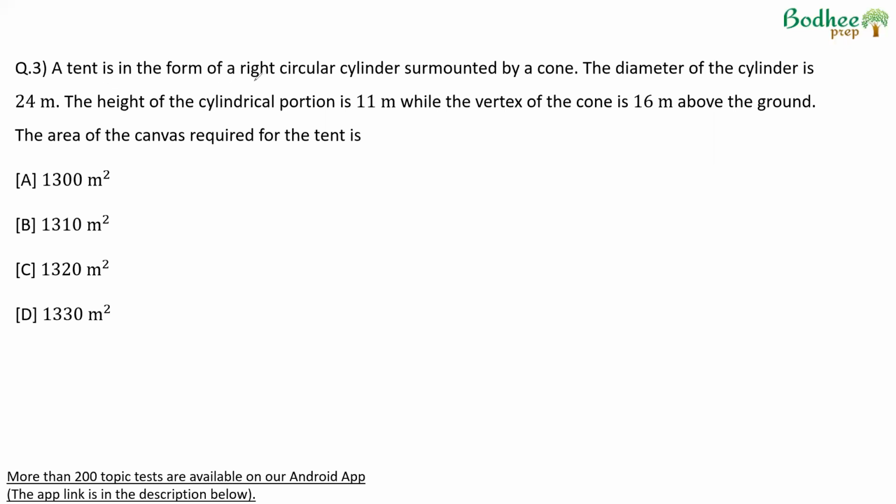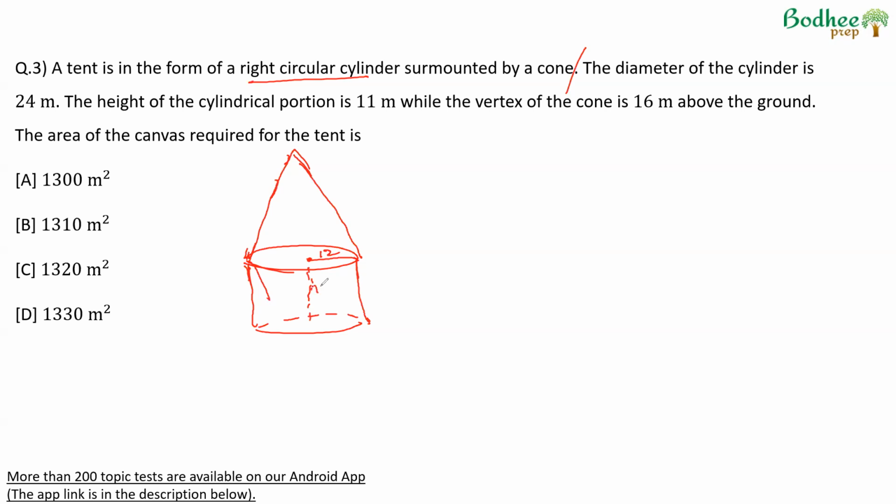A tent is in the form of a right circular cylinder surmounted by a cone at the top. What will happen for the cylinder and cone is both will have the same radius, hopefully. The diameter of the cylinder is 24, and therefore the radius of the cylinder is 12. The height of the cylindrical portion is 11, while the vertex of the cone is 16 meters above the ground. If the vertex is 16 meters above the ground, we can say height of the cone will be 5, because this is given as 11. So total will be 16.